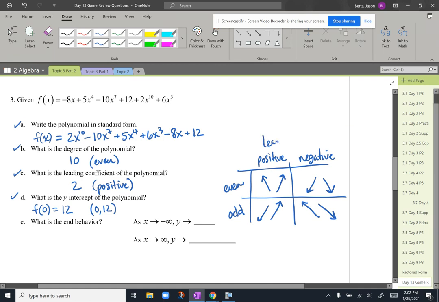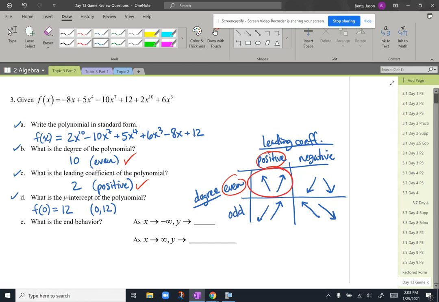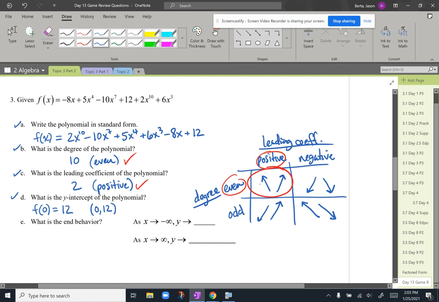So leading coefficient, this is a little graphic organizer. If you guys don't have this down yet, I recommend you writing this in your notes. We've got even degree and positive. So we have even and positive. This is our end behavior. The end behavior of this corresponds to as x goes to the left, y goes positive, and if x goes to the right, y also goes positive infinity. So that is the end behavior.